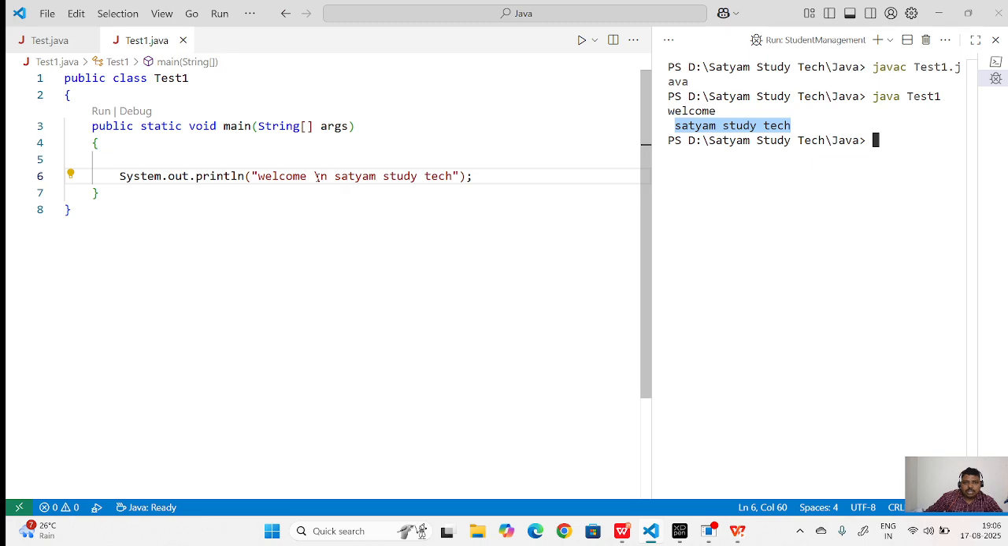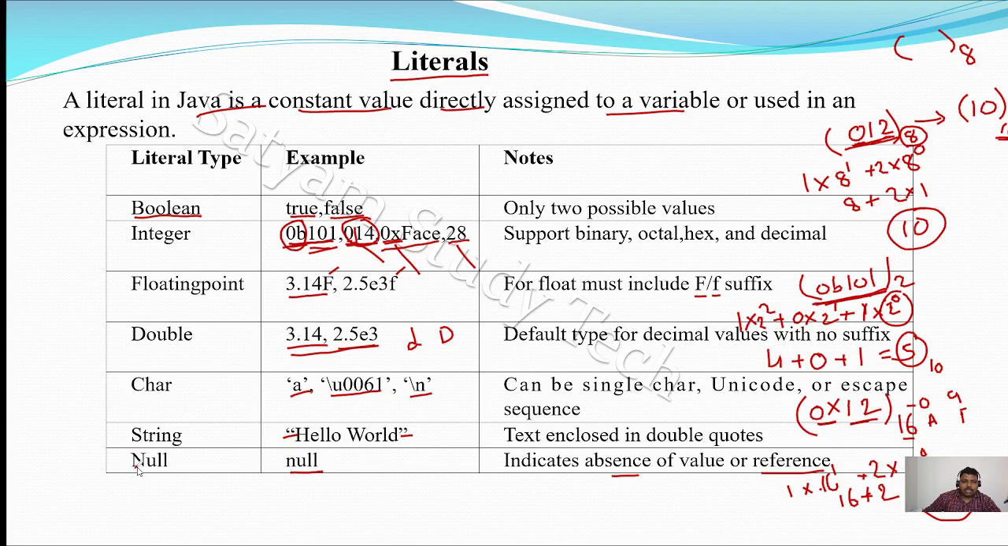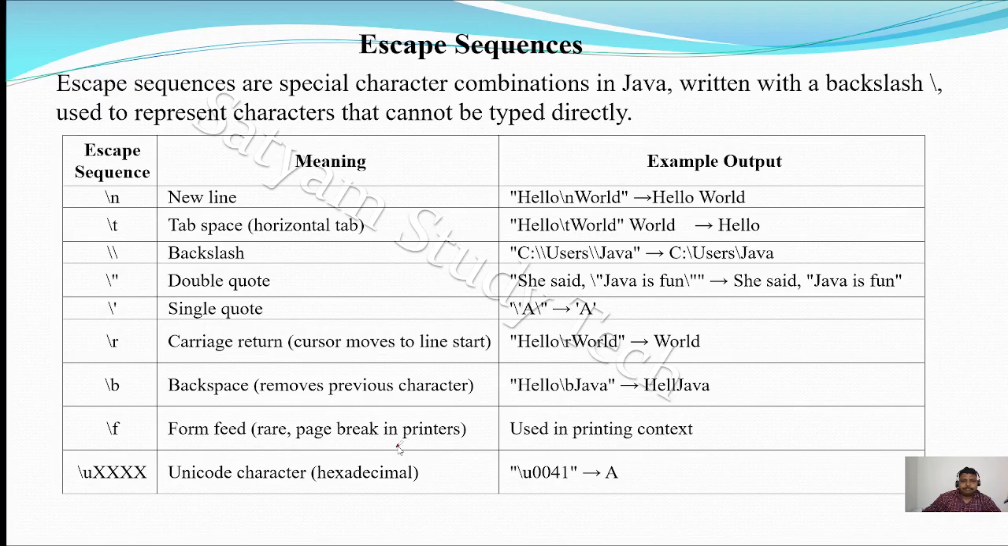So what is the meaning of slash n? It is a new line escape sequence. Welcome is printed, and after that, on the next line, Satyam Study Tech is printed. These are the literals we have covered: string and character, double and floating point, integer and boolean types. If you want, you can also assign null.